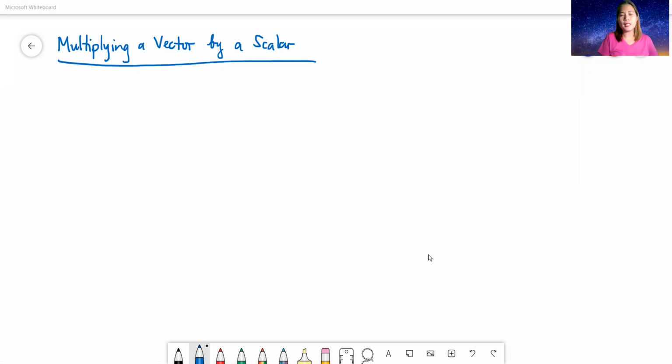How do we do multiplication with a scalar and a vector as the factors? Let's say, for example, we have vector A. Let's have A as having three dimensions or three components. So let's have negative 3 i hat, plus 5 j hat, and then minus 5 k hat.